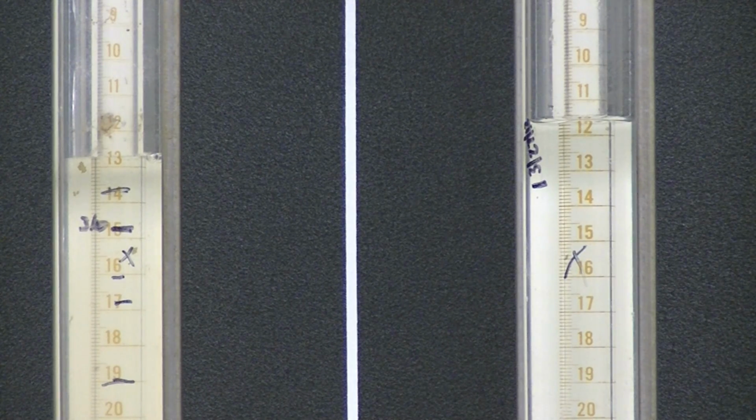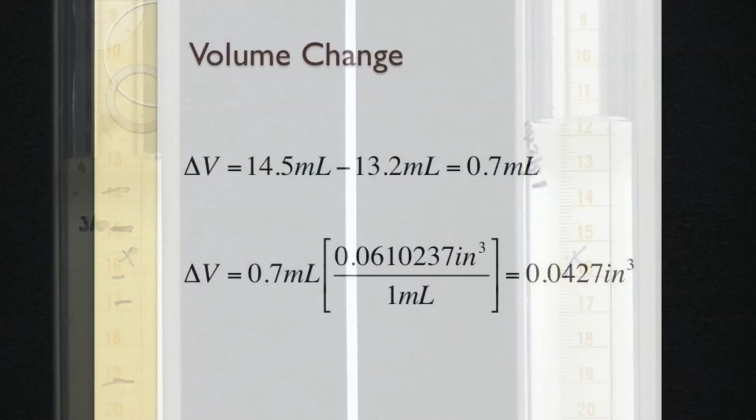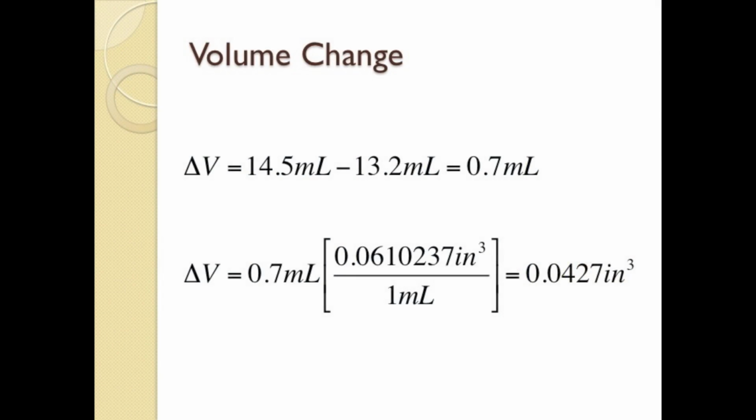The volume difference between water level readings 14.5 and 13.2 will now have to be converted into some measurable unit of volume. The volume change experienced throughout consolidation was 0.70 milliliters, which is 0.70 cubic centimeters. Converting to units of cubic inches, the volume change becomes 0.0427 cubic inches.